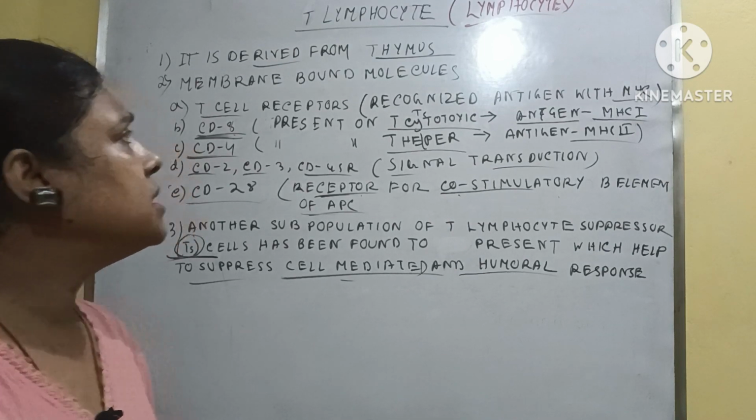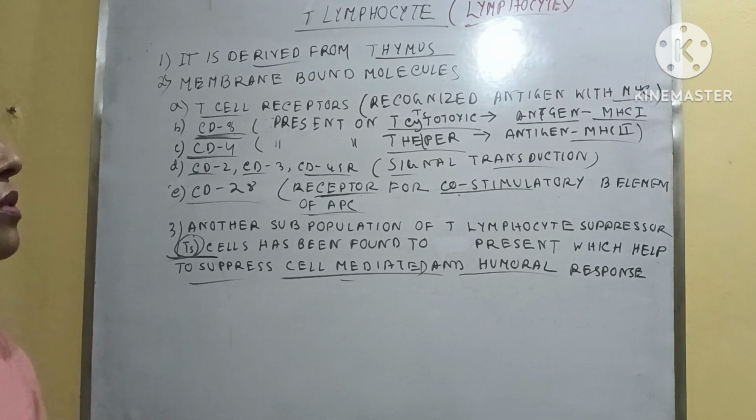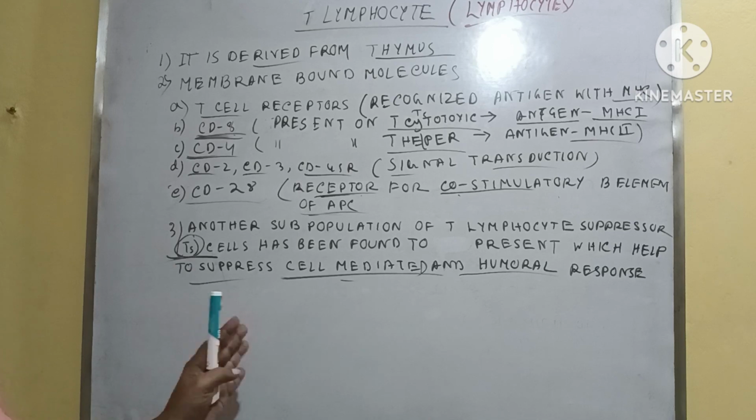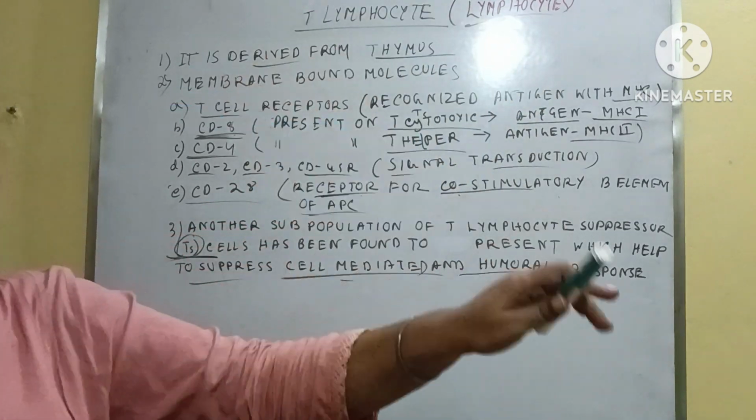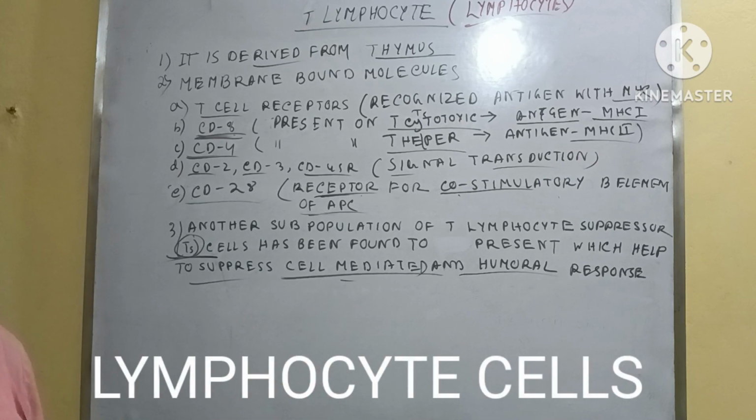So today, about the cells related to the immune system, we learned only about two types of cells under the lymphocytes. One is the B lymphocytes and the other is the T lymphocytes, clear?